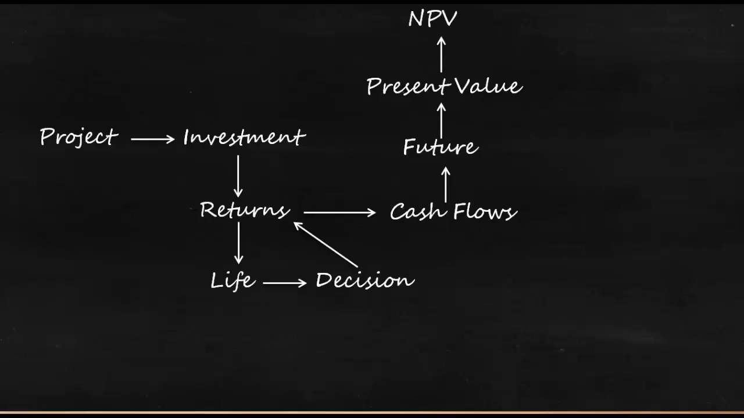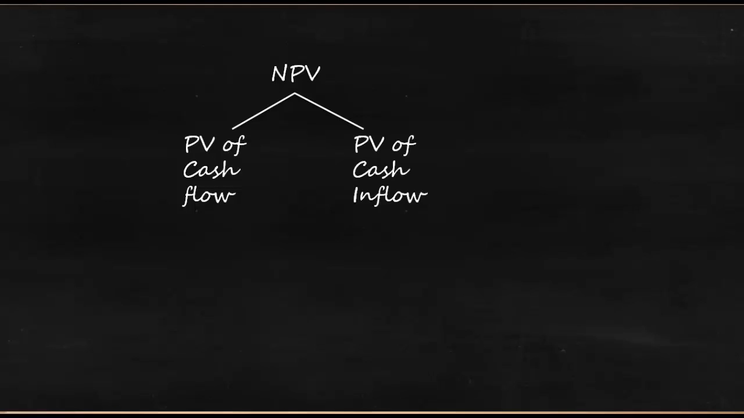So NPV is nothing but identifying the future cash flows of the project, deriving their present value and comparing with the investment, to decide whether to go ahead with the project or not. So in NPV we will find the present value of cash outflows and the present value of cash inflows, and if the present value of cash inflows is greater than the present value of cash outflows, it is a positive NPV, and if the present value of cash outflows is greater than inflows, it is a negative NPV.